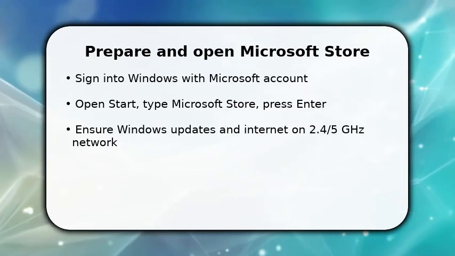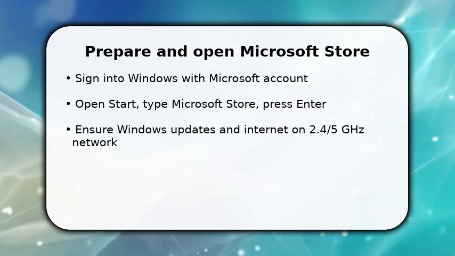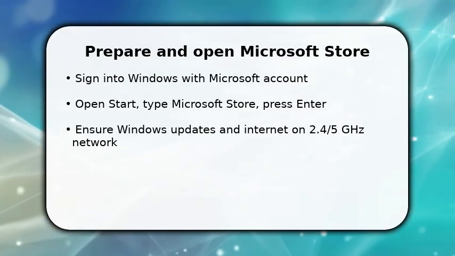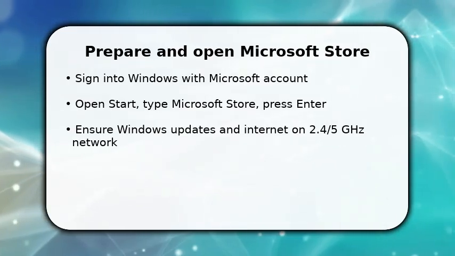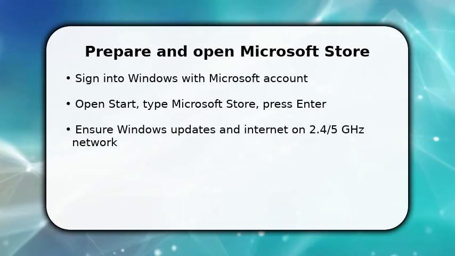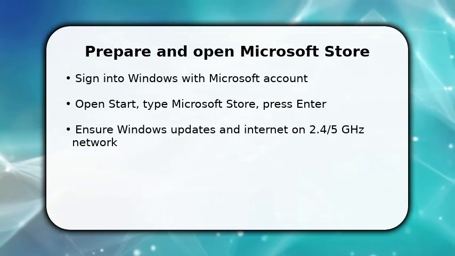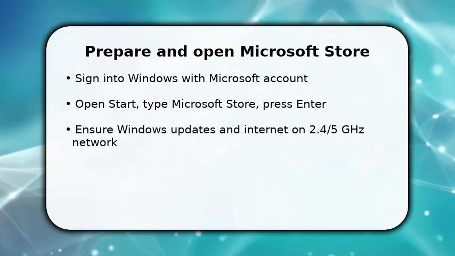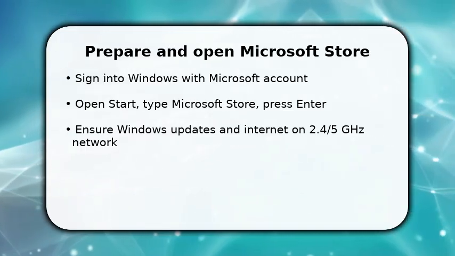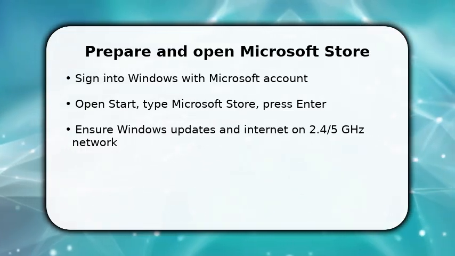You'll start by signing into Windows with your Microsoft account so purchases and licenses sync across devices. Once signed in, open Start, type Microsoft Store, and press Enter to launch the app. This gives you the storefront and library. Make sure Windows is up to date and your internet is stable. Prefer 5 GHz if available, because downloads and license checks need a reliable connection.